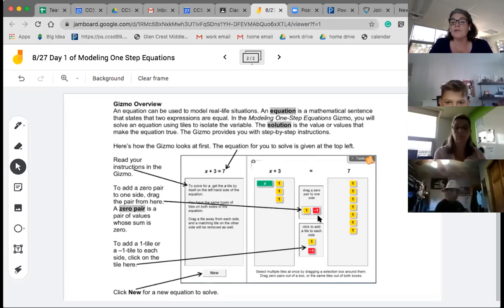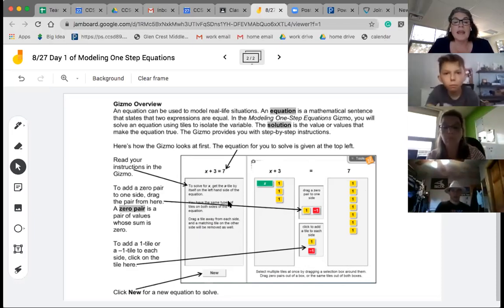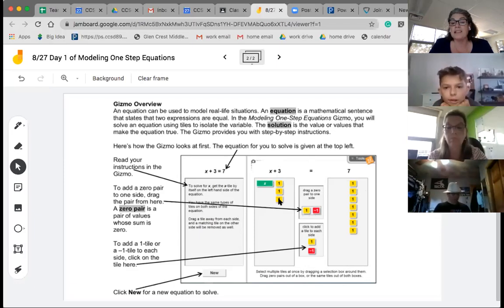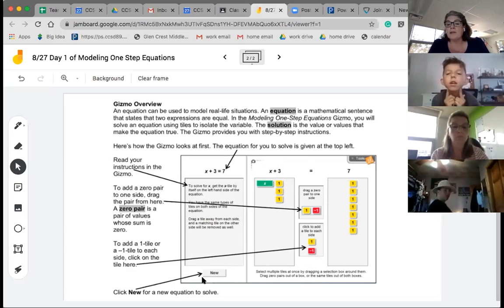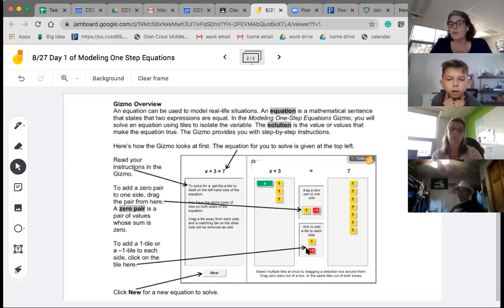So in the middle here is what I have to do. I have to zero them out. So then I drag over my zero pairs. I take 1 yellow, that cancels out 1 yellow, turns it into a negative. Cancels out another one. And then you'll be able to click on new. Okay? You have to model it, and then when you do the steps with the buttons in the middle, it'll help you solve it. Okay? That is what you're going to do tomorrow.